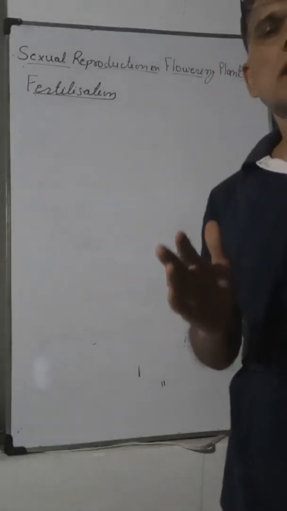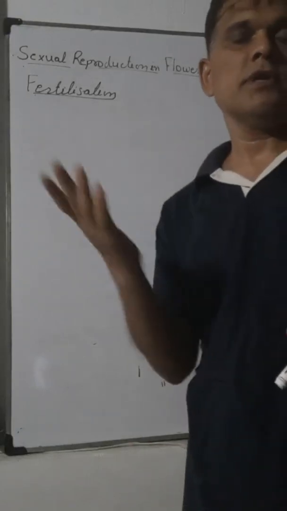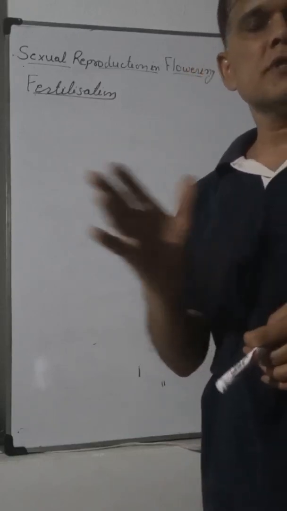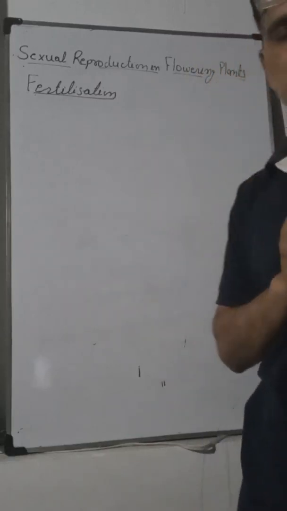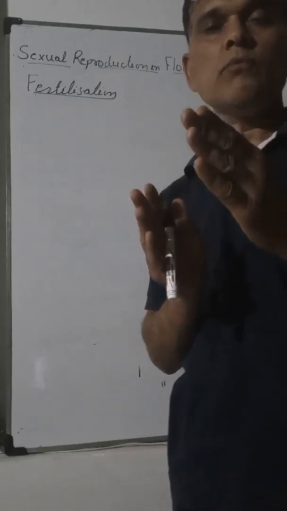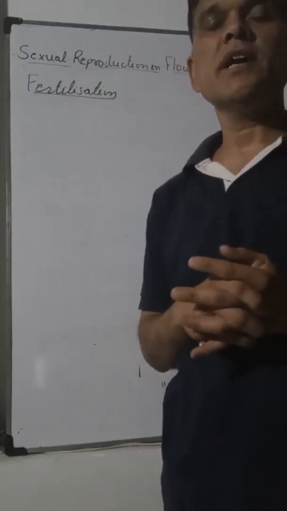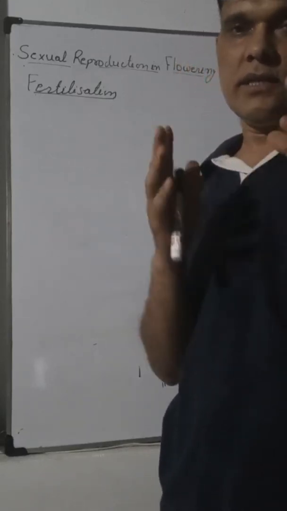In previous periods, we discussed outbreeding devices, the first type of devices which prevent self-pollination. Another topic was pollen-pistil interaction, the different types of reactions which occur between the pollen grain and pistil just after pollination and before fertilization. And the third topic was artificial hybridization, which includes emasculation, bagging and dusting.